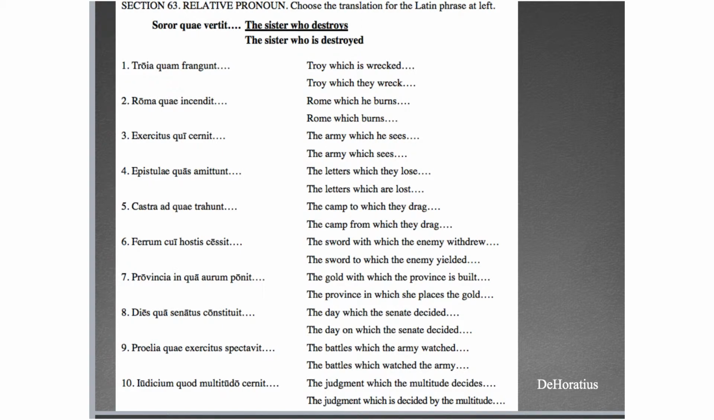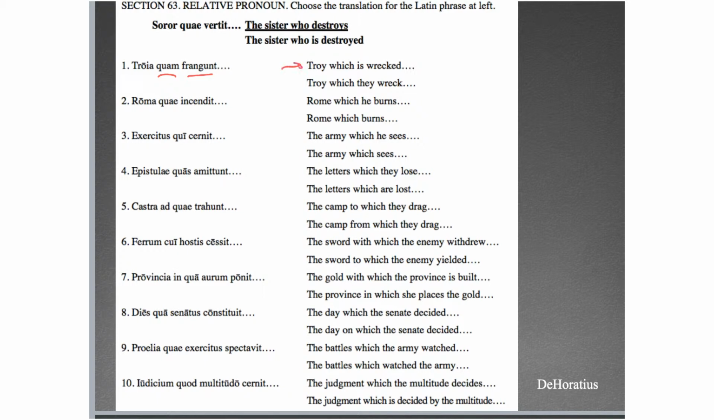All right, so here you are just choosing translations for these fragments. Really what we're focusing on is that accusative versus nominative relative pronoun. This is that idea where if the Latin pronoun is accusative, you have to make sure to translate a noun right after it. So if we look at number 1, quam frangunt, is quam nominative or accusative? Quam's accusative. So if it's accusative, it means you're going to have a noun, or in this case, a pronoun, right after it.